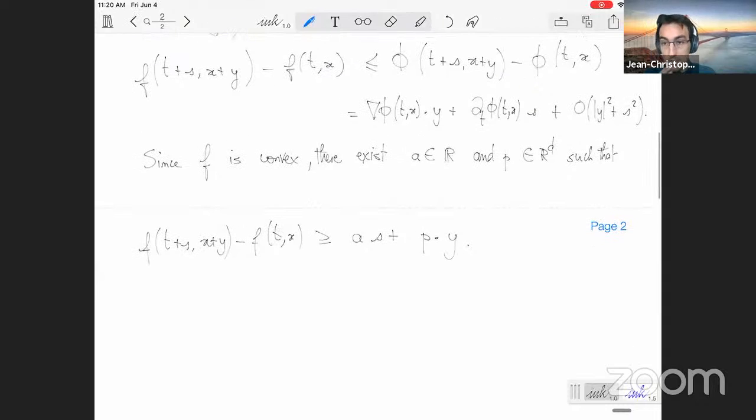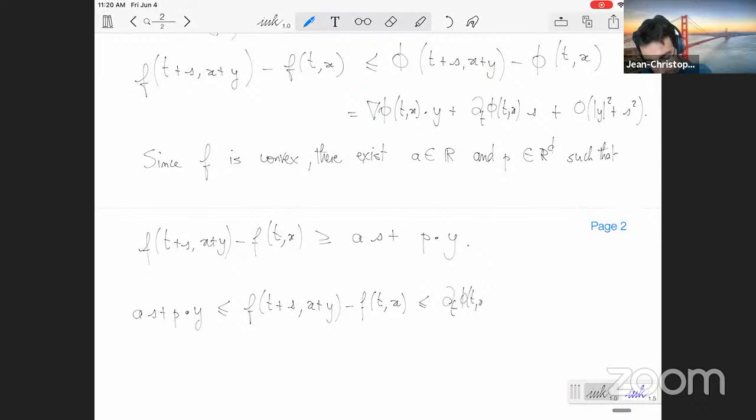Now if I combine these two statements, I get that a s plus p dot y is smaller than f(t+s, x+y) minus f(t, x), and this is smaller than partial_t phi(t, x) s plus grad phi(t, x) dot y plus big O of y squared plus s squared.